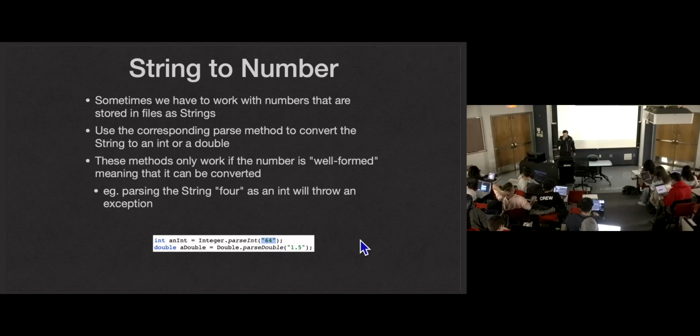Yep. What if you accidentally use Double.parseDouble on an integer? Would it just make it into a double? Parse double on an integer is fine. It'll assume 0.0.